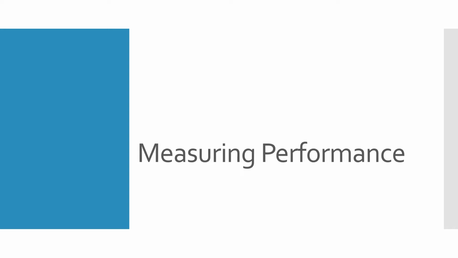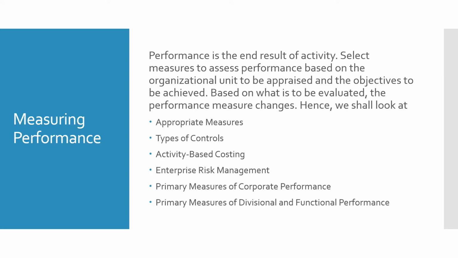Performance is the end result of activity. Measures to assess performance are based on the organizational unit to be appraised and the objectives to be achieved. Based on what is to be evaluated, the performance measures change. Hence, we shall look at appropriate measures, types of controls, activity-based costing, enterprise risk management, primary measures of corporate performance, and primary measures of divisional and functional performance.